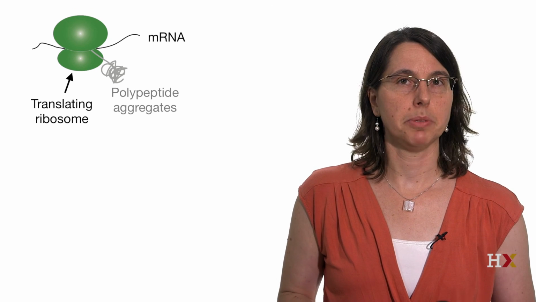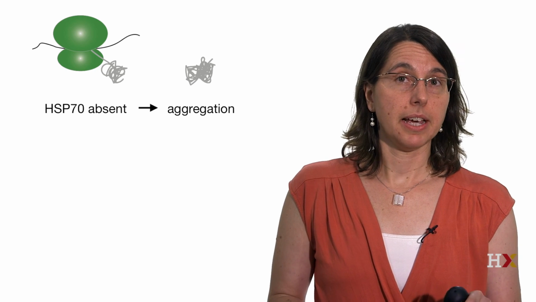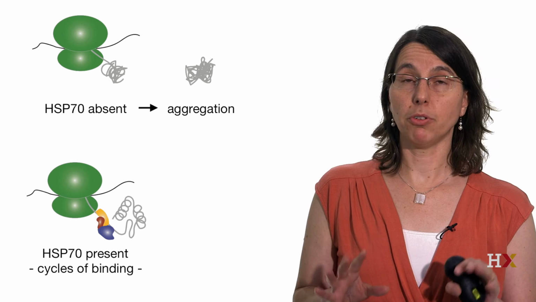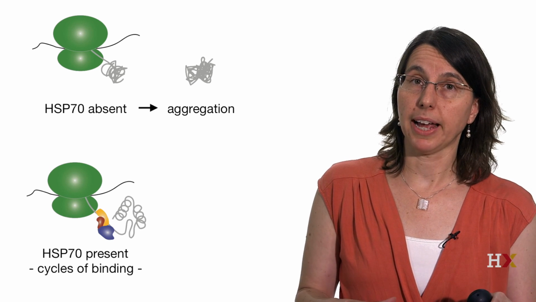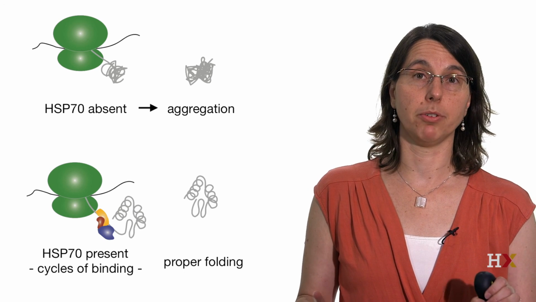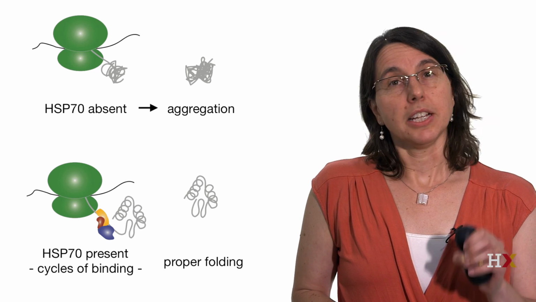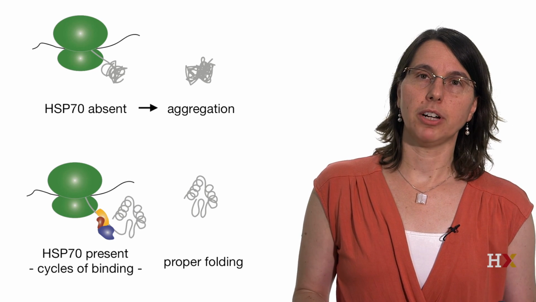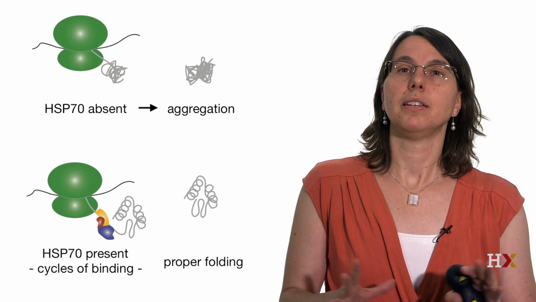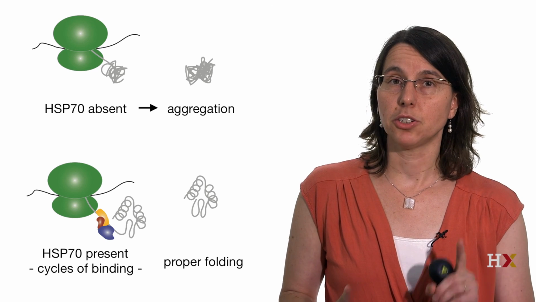And that's where HSP70 comes in. So when HSP70 is there, it can bind to the nascent protein before it's fully translated and before it aggregates. So the protein will then be more likely to reach its proper fold. But how would it do that? So the HSP70 interacts preferentially with hydrophobic residues. It will transiently mask these hydrophobic residues and prevent aggregation. But the key word here is transient.